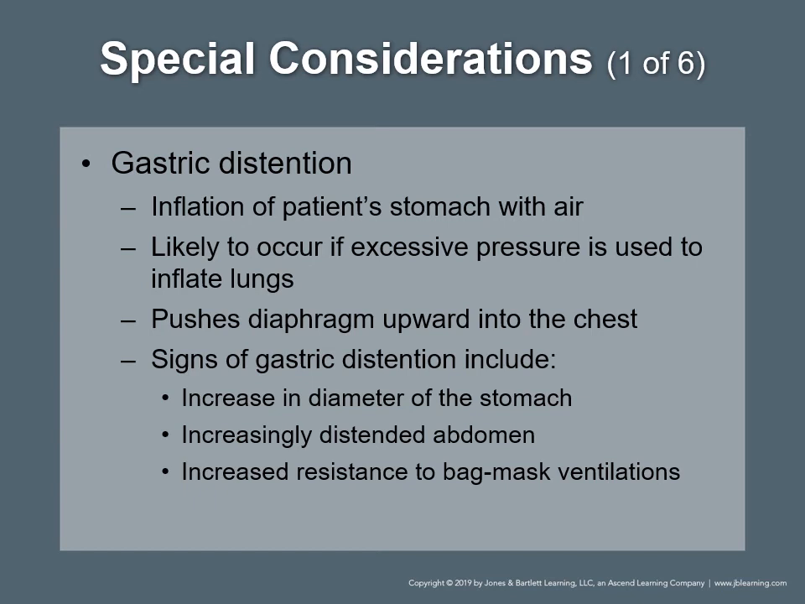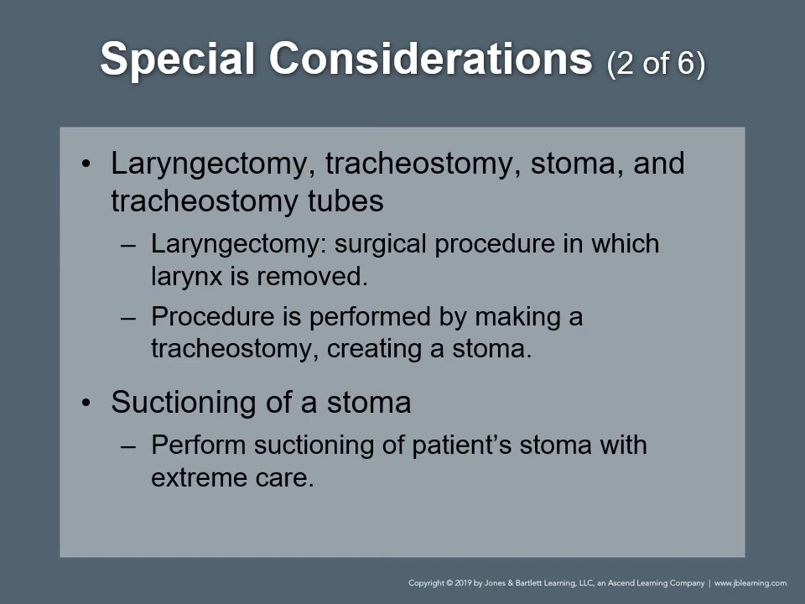Special considerations: gastric distension, inflation of the patient's stomach with air, is likely to occur if excessive pressure is used to inflate the lungs. It promotes regurgitation of stomach contents, which creates the potential for aspiration. A distended stomach pushes the diaphragm upward into the chest. Signs of gastric distension include increase in the diameter of the stomach, increasingly distended abdomen, and increased resistance to bag mask ventilations.